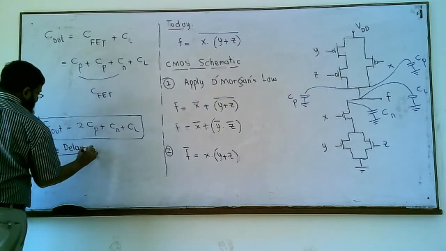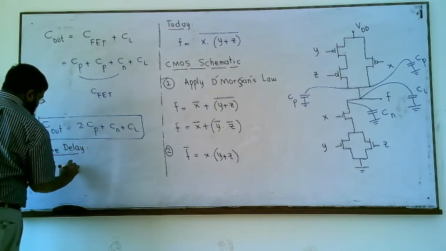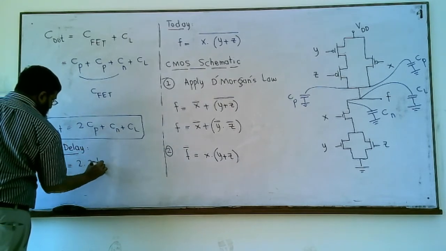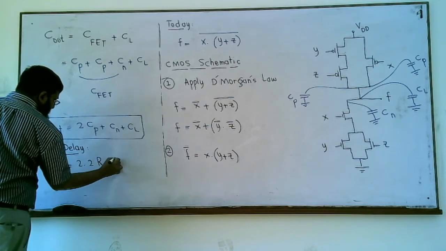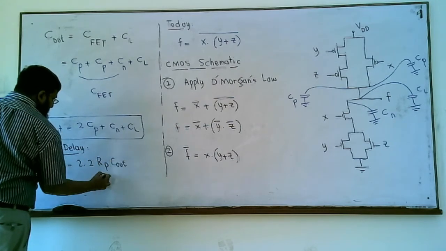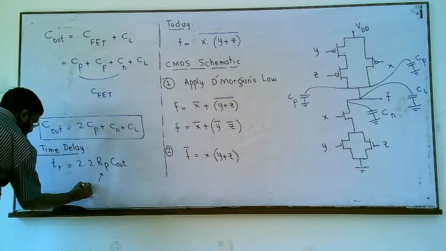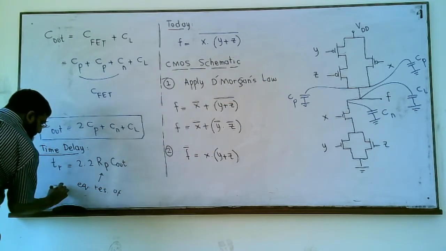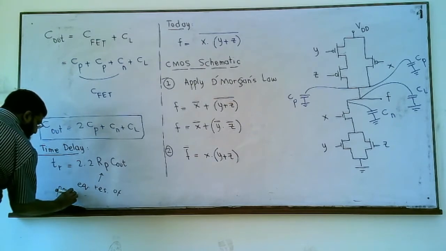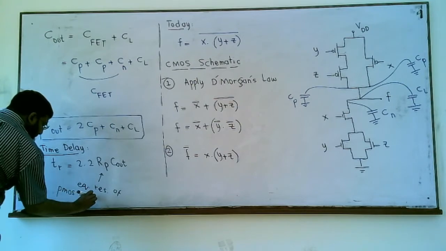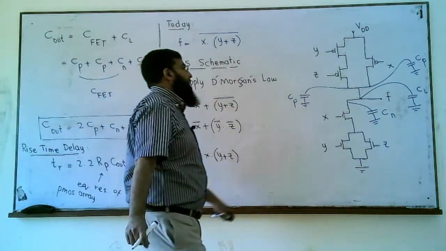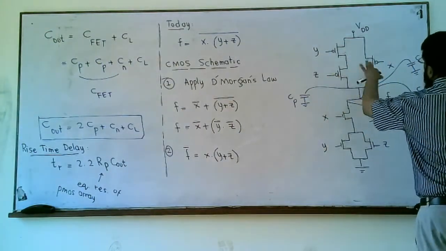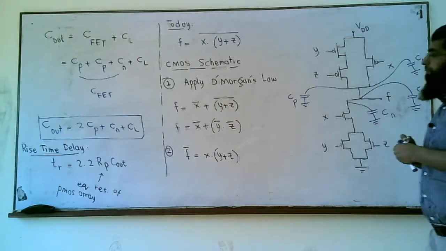The rise time delay Tr, we know, is generally written as 2.2 Rp Cout. This capital Rp is the equivalent resistance of the PMOS array, the full PMOS array containing more than one PMOS transistor. For example, this one containing 3 PMOS transistors.